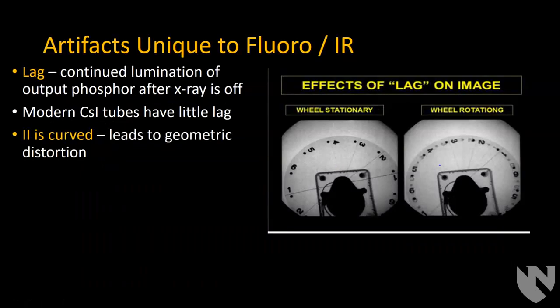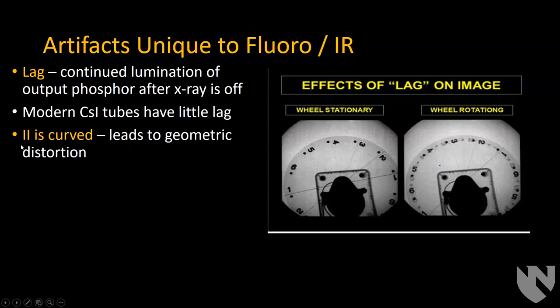So fluoro, of course, can have artifacts like anything, and there are artifacts that are unique to fluoro. Lag is one of them. The phosphors that are used for fluoro will create brightness for a certain period of time after they're hit by an X-ray, so even after you turn the machine off, there would still be some brightness given off for a while. So that basically creates lag. Now, modern tubes have less lag, and so that's less of an issue. But if you're doing something that's moving really quickly, that could be an issue.